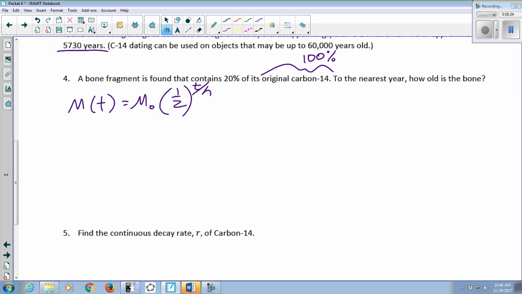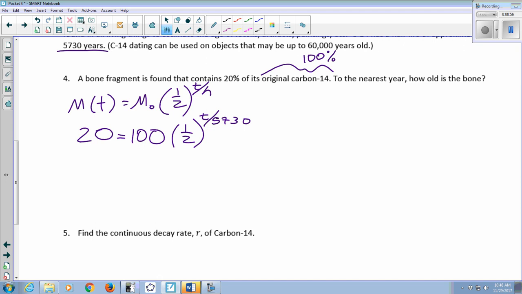All right, so M0 is 100. We start with 100% of the C14, and then we're going to halve it. We want to know how old it is, so we're solving for t. We know H is 5,730, and we're solving for how long until there is only 20% of the C14 remaining. So we want to solve this for t.